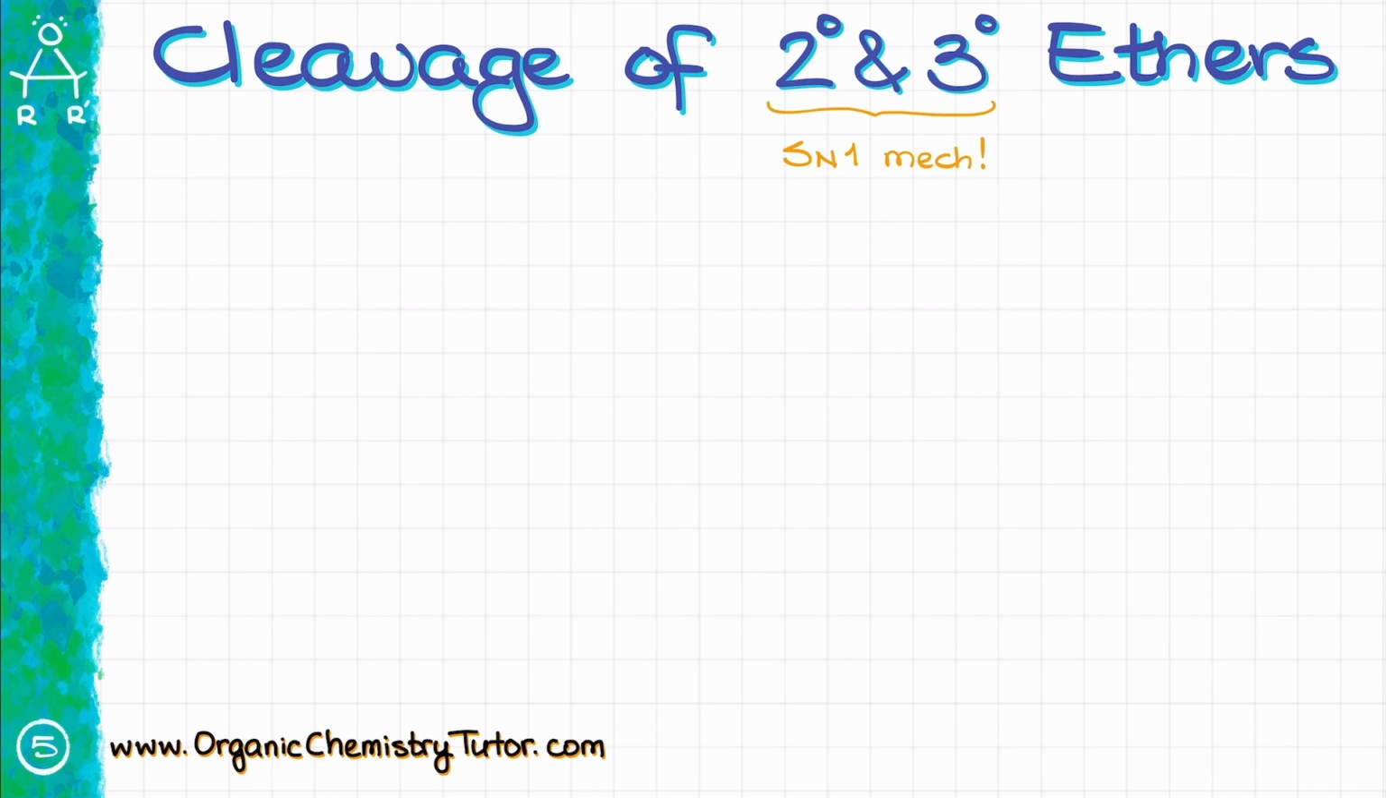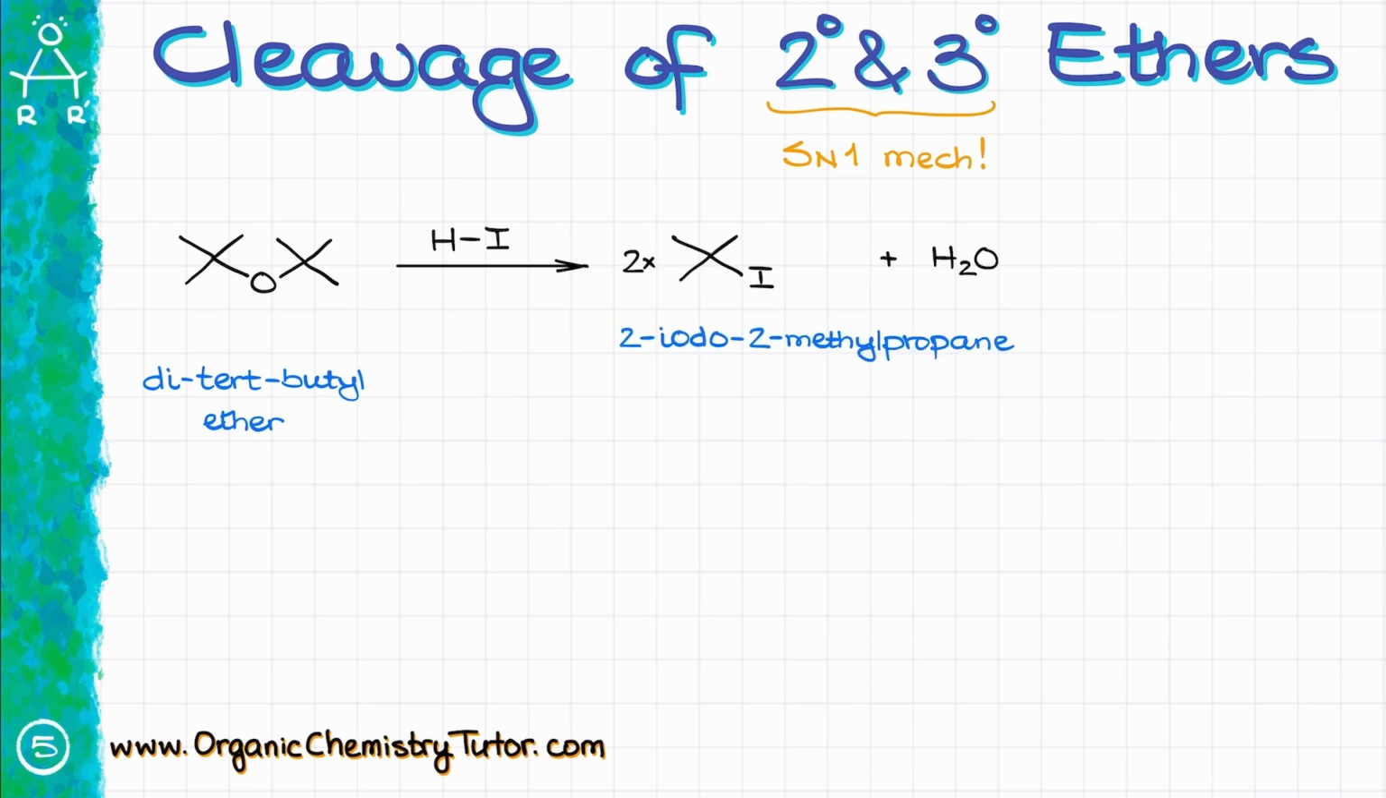Now, moving on to the more complex molecules, what if we have a tertiary or secondary ether? Well, in this case, we're going to go through the SN1 mechanism. For instance, if I have this di-tert-butyl ether and let's say I treat that with something like HI, then in this case, we're going to end up with two equivalents of tert-butyl iodide, or if you prefer the IUPAC name, it's going to be 2-iodo-2-methylpropane.